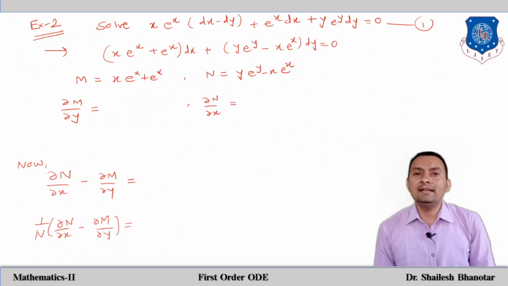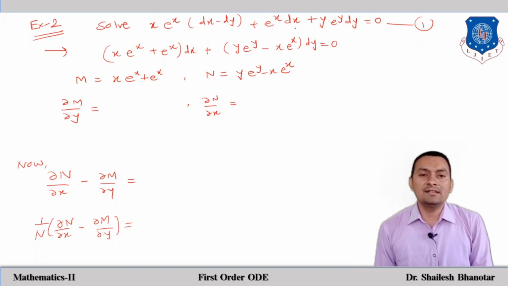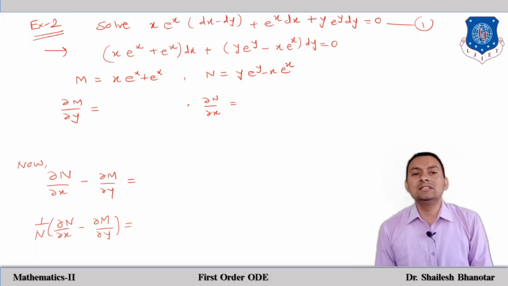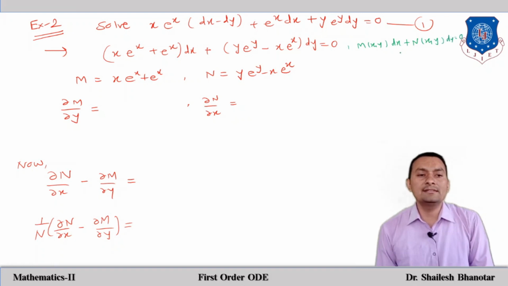Now let us see example number 2. This is the question: x times e raised to x into dx minus dy plus e raised to x dx plus y times e raised to y dy is equal to 0. So this is equation number 1. First of all, let us write it in the general form. Which one was the general form? That we all know, M of xy dx plus N of xy dy is equal to 0, and this is our general form.